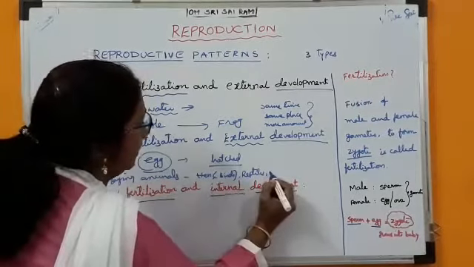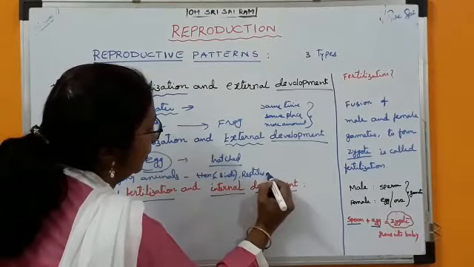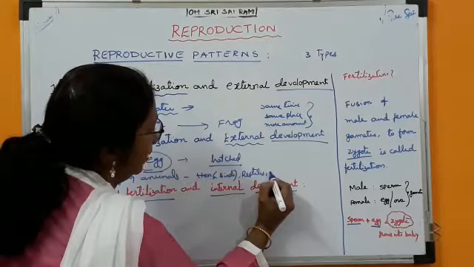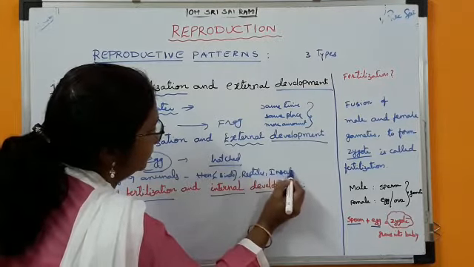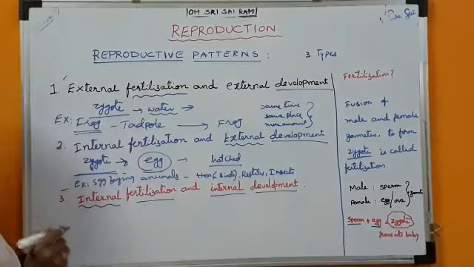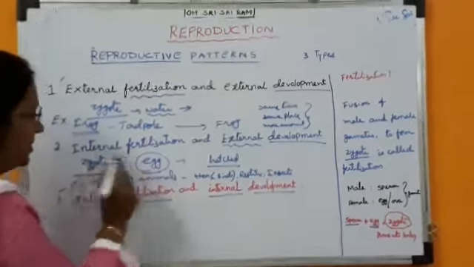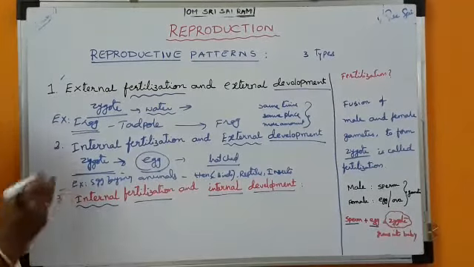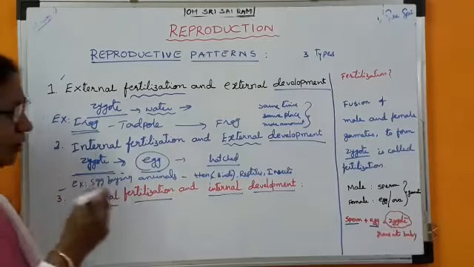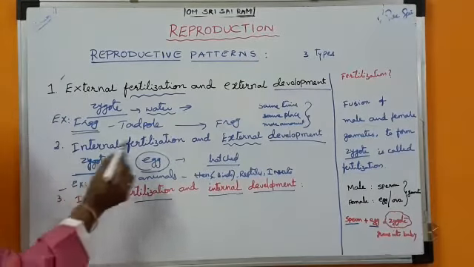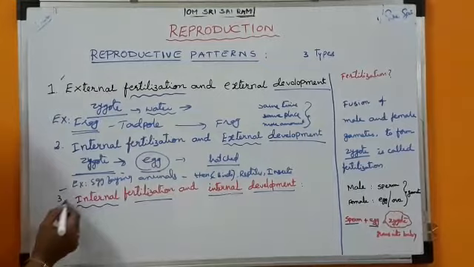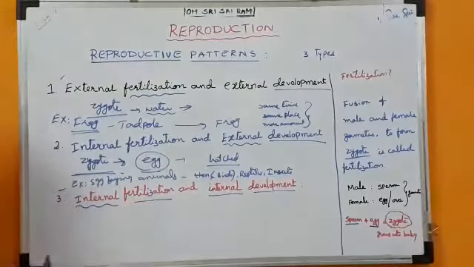Next, what else? Insects. Insects like a butterfly, mosquitoes, all these animals will lay eggs. The eggs will grow into hatch outside the body of the female. So this is called internal fertilization and external development. Next, internal fertilization and internal development.